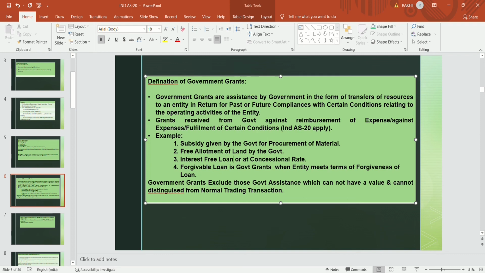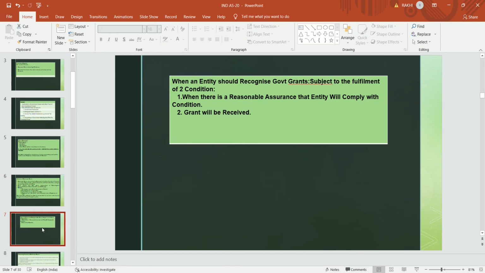Government assistance, as distinct from a government grant, excludes assistance which cannot have a value and cannot be distinguished from normal trading transactions. Meaning, a government grant does not include government assistance which does not have a monetary value, which cannot have a value and cannot be distinguished from normal trading transactions.